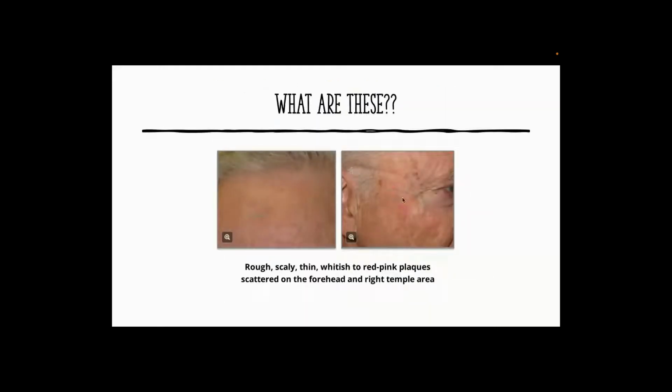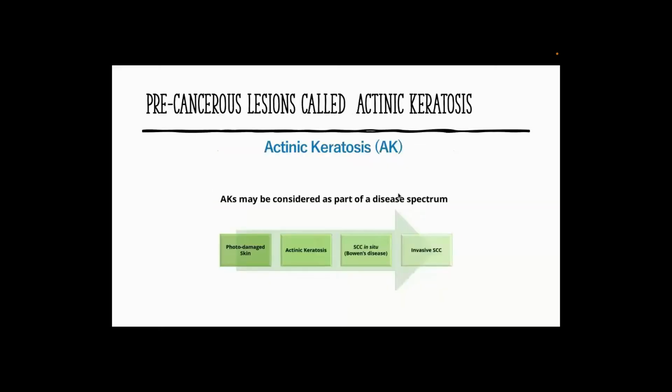Not as noticeable, but what are these? These are, as you can see, rough, scaly, thin, white to red, pink, tiny plaques scattered on the forehead and right temple area that are very common. So these are not yet squamous cell carcinomas. These are precancerous lesions called actinic keratosis. Very common.